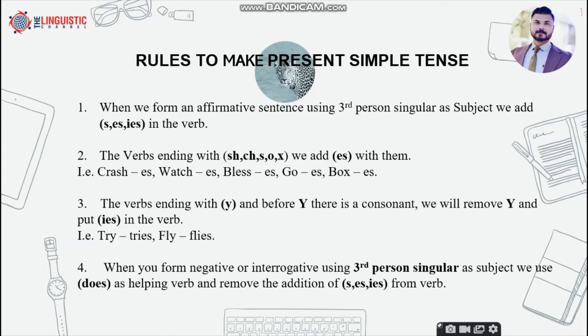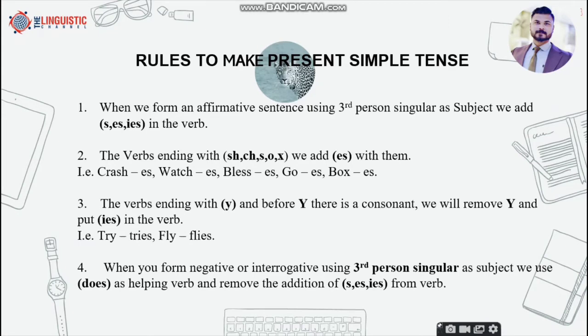The third rule, which is about adding ies. So my friends, जिन verbs के आखिर में y आता है और y से पहले consonant होता है, ठीक है? Not a vowel, a consonant. So if there's a consonant, what we're going to do is we're going to remove y and put ies in the verb. For example, try, T-R-Y. So try goes tries, okay? But when there is a vowel before y, for example in play, P-L-A-Y, what we do is we simply add s.